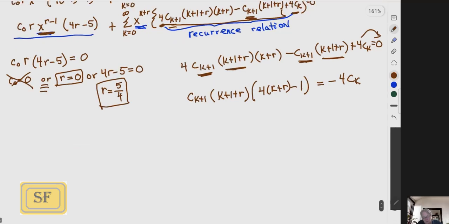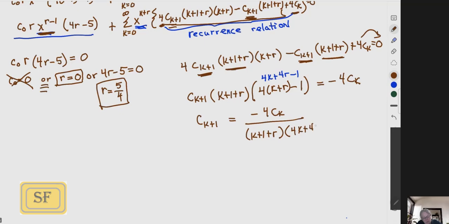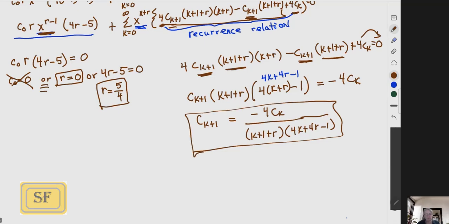So now I can solve for c sub k plus 1, and I get negative 4 c sub k divided by k plus 1 plus r times, simplifying here, we get 4k plus 4r minus 1. Oh, and this is true for k equals 0 to infinity. 0, 1, 2, and so forth.